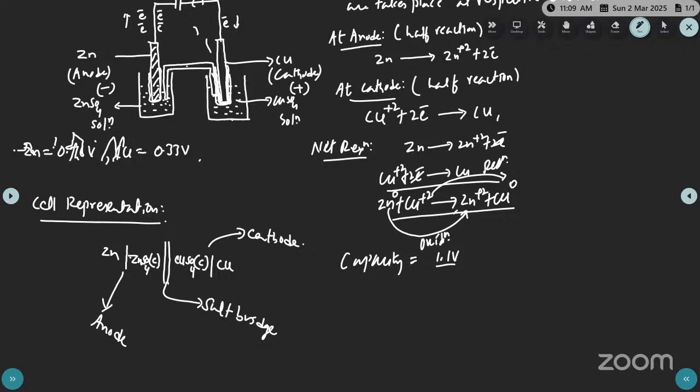So like that, analyze that medium or salt bridge, and you can represent it with the double vertical line. To the left of the double vertical line is the anode and to the right is the cathode. Left side anode and right side cathode. So this is the cell representation.